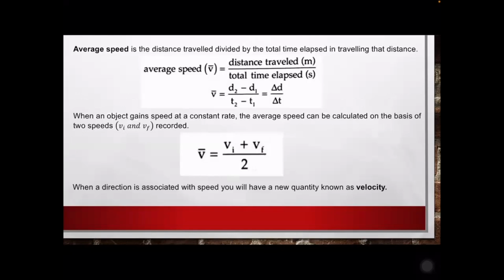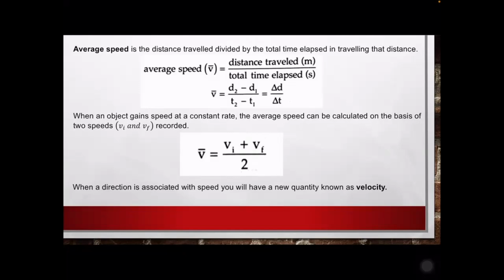The average speed, as we call it here, is the distance traveled divided by the total time elapsed in traveling that distance. So average speed, v-bar, is equal to the distance traveled, in meters, over the total time elapsed, in seconds. That is d sub 2 minus d sub 1, or delta d, over t sub 2 minus t sub 1, or delta t, like a slope.